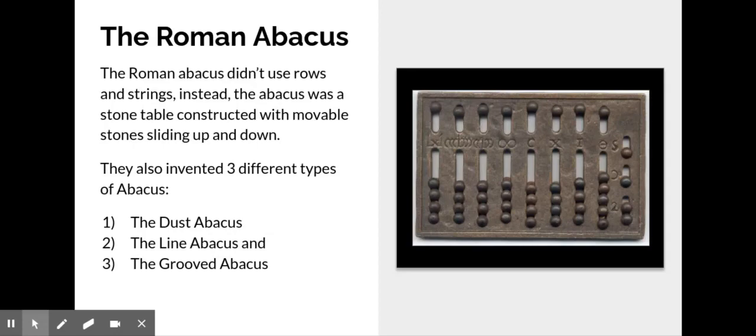The first abacus that we are going to look at is called the Roman abacus. The Roman abacus didn't use rows and strings. Instead, the abacus was a stone table constructed with movable stones sliding up and down. They also invented three different types of abacus: the dust abacus, the line abacus, and the grooved abacus.